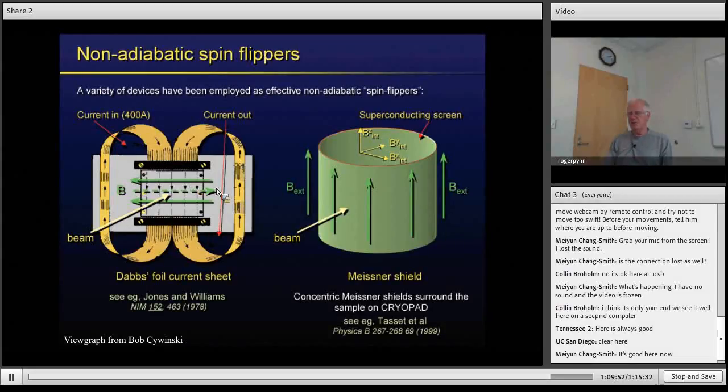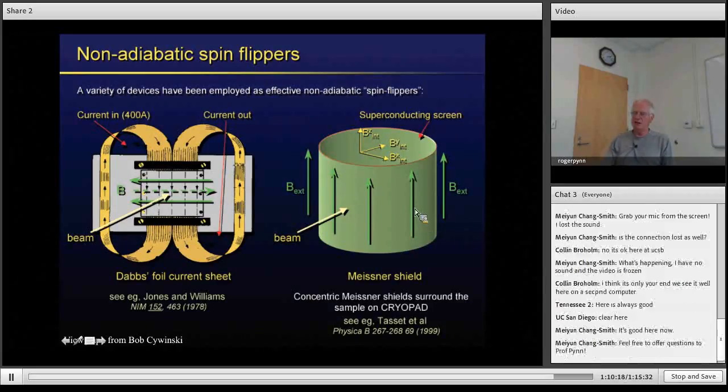Here's a similar thing in which one could have, let's say, a Meissner shield, a superconducting shield, with a field on the outside and a field on the other side, which is in whatever direction you want, but let's say it's in the opposite direction, in which case that will cause the neutron spin to flip, because now instead of the spin and the field being aligned as they are outside, they will be anti-aligned inside.